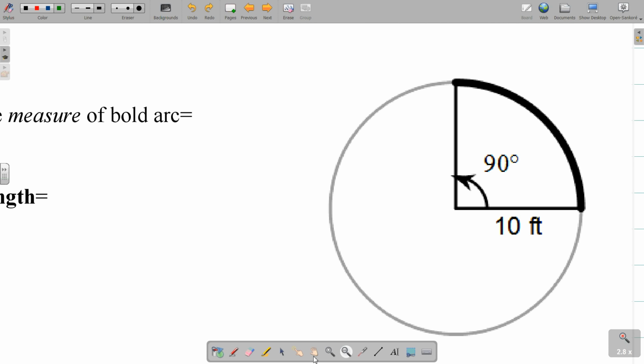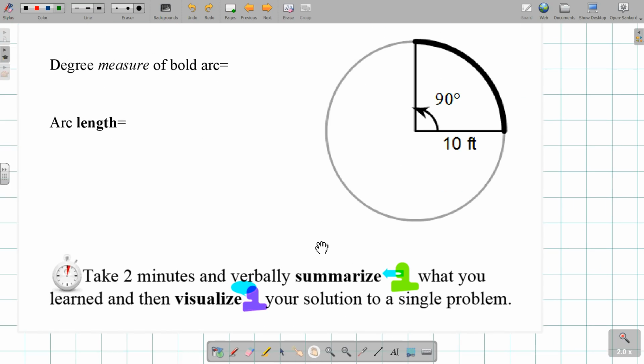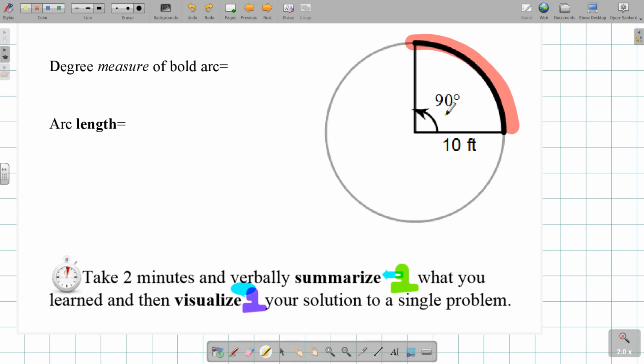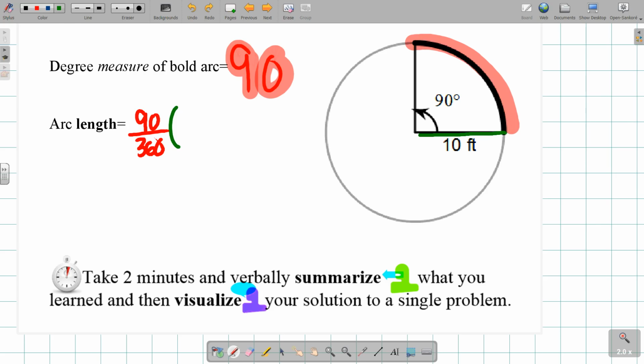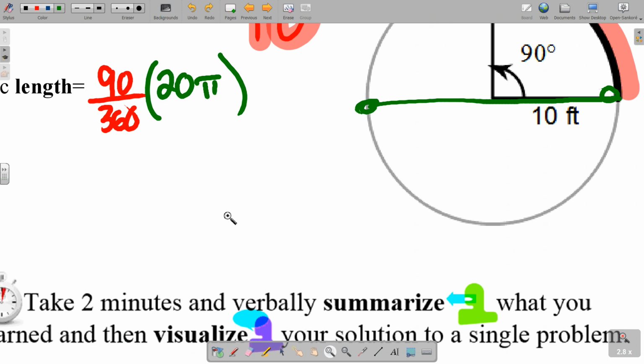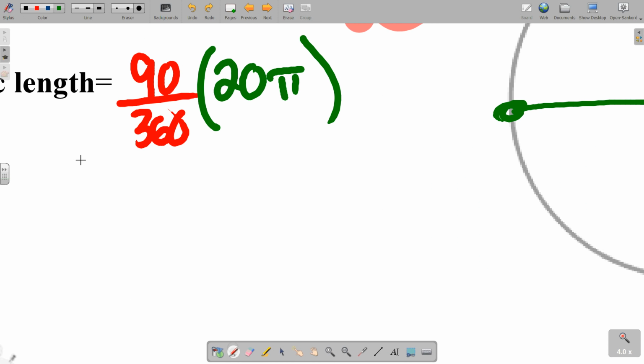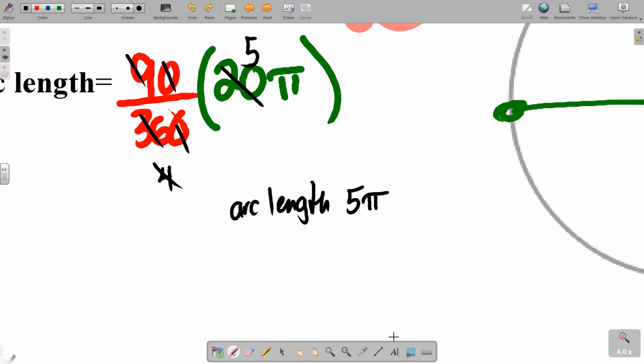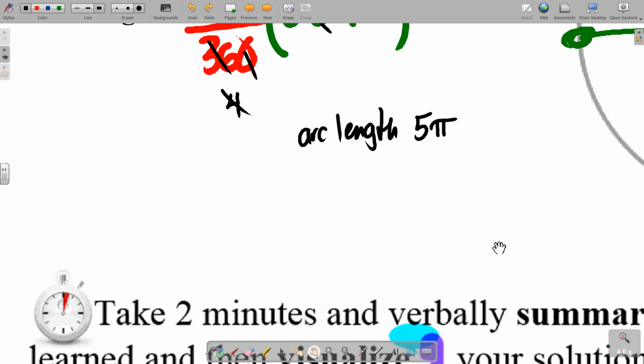This one down here. Find the measure of the bold arc. That's an easy one. It's 90 degrees. Arc length, fraction of circumference. We trace it. D pi. And just reduce the daylights out of this. And your arc length, you should have gotten here 5 pi, check units, feet.